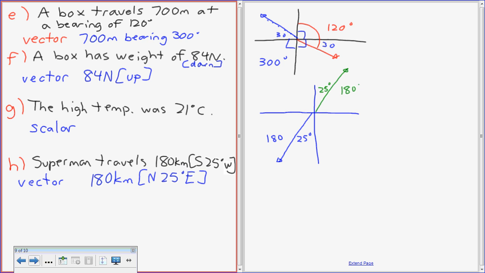And if you can skip it in your head, do it. But I always get mixed up as well. West 25 degrees south, it's easy to mix that up, I think. So anyway, all right, here we go.